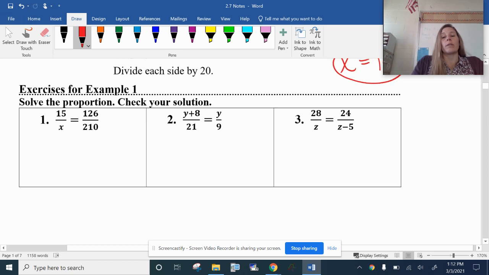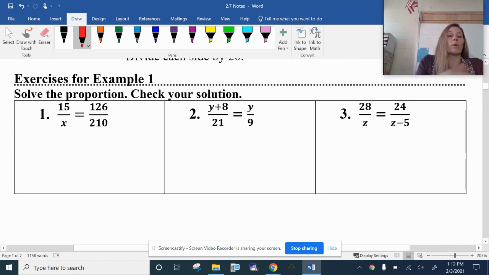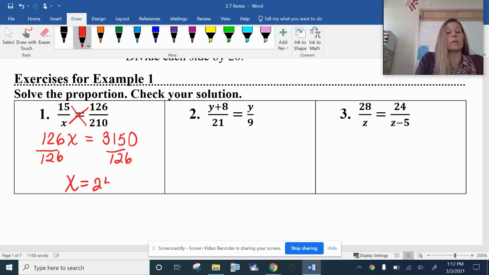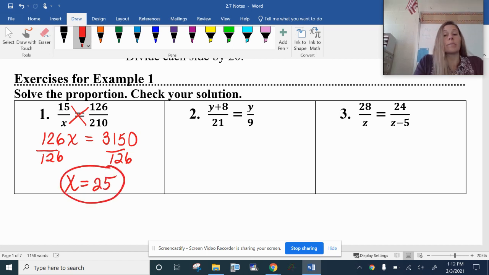Now we're taking a look at just a couple examples. Okay, so we take a look at number 1. 126 is diagonally across from the x, so you have 126x. And then if you multiply 15 times 210, you would get 3,150. And then you would just divide both sides by the 126, leaving you with x equals 25.